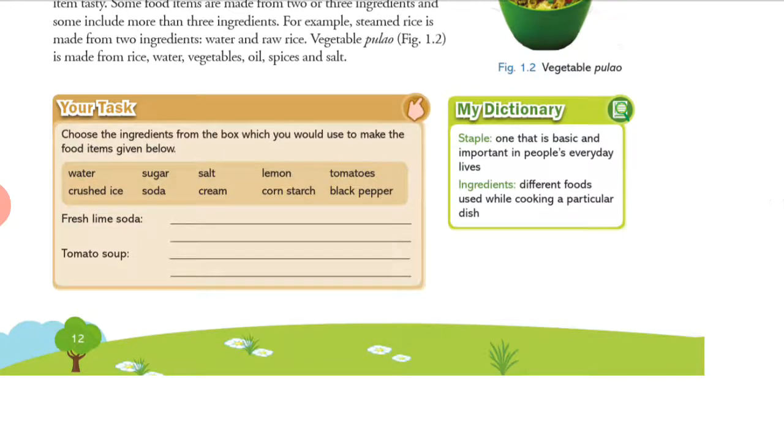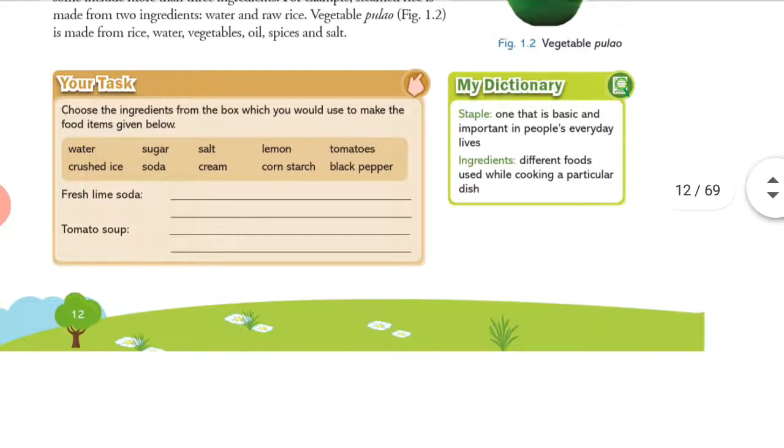Now see the segment of my dictionary. Staple: one that is basic and important in people's everyday life. Ingredients: different foods used while cooking a particular dish. Different foods used while cooking a particular dish are called ingredients.